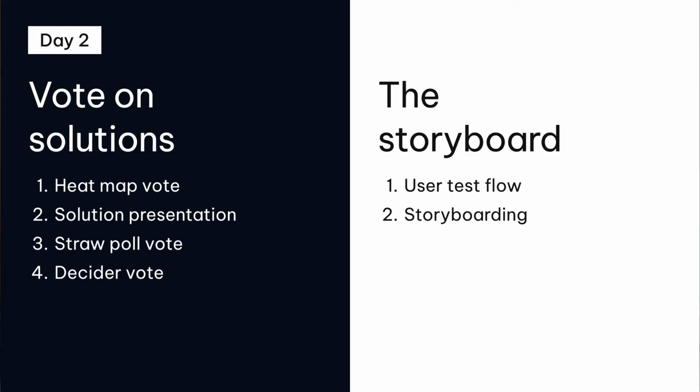The way day 2 looks is the first half is spent voting on solutions. The second half is working on the storyboard. With voting on solutions, it starts off with what's known as heat map voting. This is just the process of every teammate walking around the sketches and placing stickers around things that they like, things that they want to move forward with, specific features, maybe it's specific wording, maybe it's the whole concept itself. And so you get a bunch of little votes sprinkled around, heat mapping on the sketches.